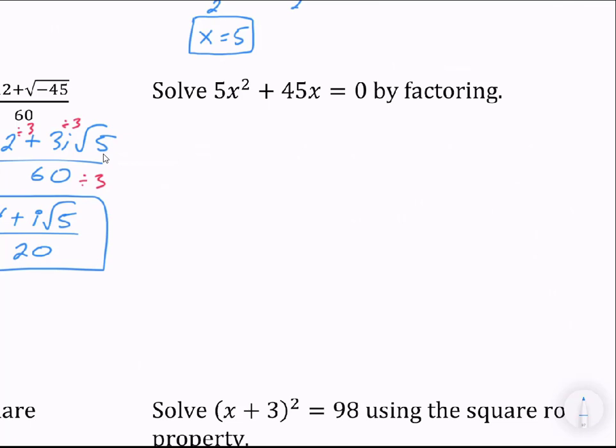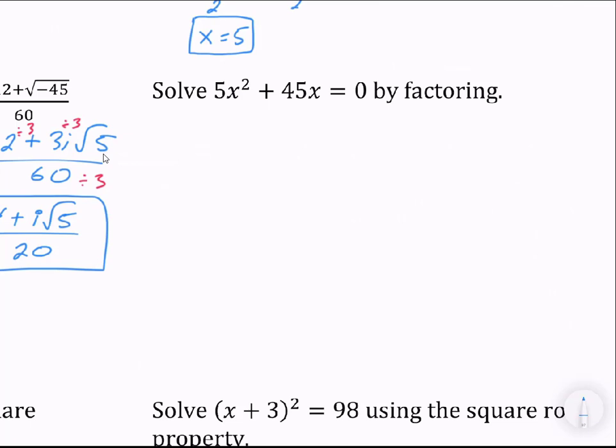Okay, so does this factor, 5x squared plus 45x? How does it factor? It just does. Well, it says in the question that you need to factor it, so it must. It does say factoring, so there's a good chance that it factors. So what were you saying?